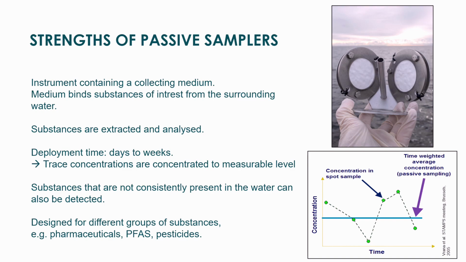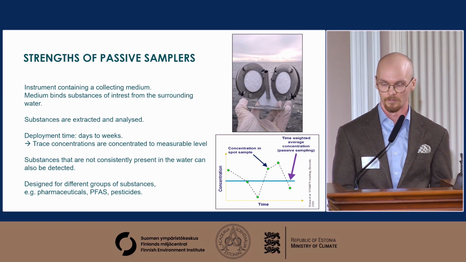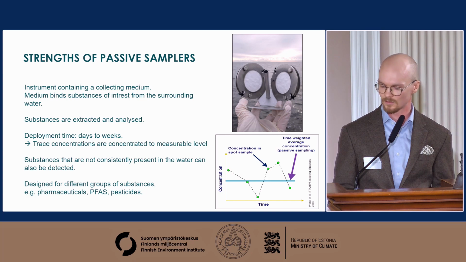And with sufficiently long deployment time, even very low concentrations can be detected, and additionally those substances that may not be consistently present in the water can also be identified. These samplers have been designed for various types of substance groups, such as for pharmaceuticals, but also for PFASs, pesticides, metals, etc.